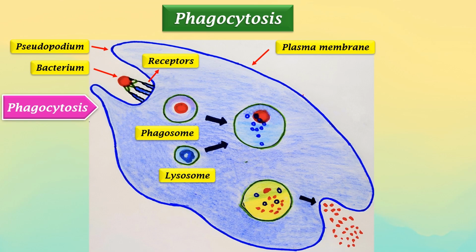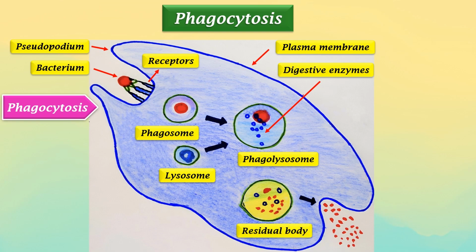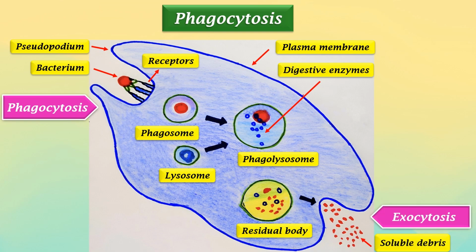The phagosome then fuses with the lysosome, forming a phagolysosome, followed by degradation, where the lysosomal enzymes digest the pathogen and form residual bodies. Eventually, the digested products are eliminated from the cell by the process called exocytosis.